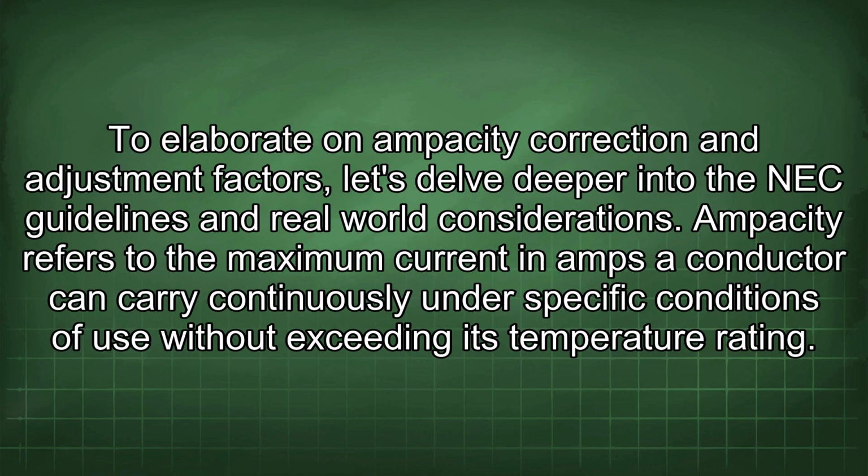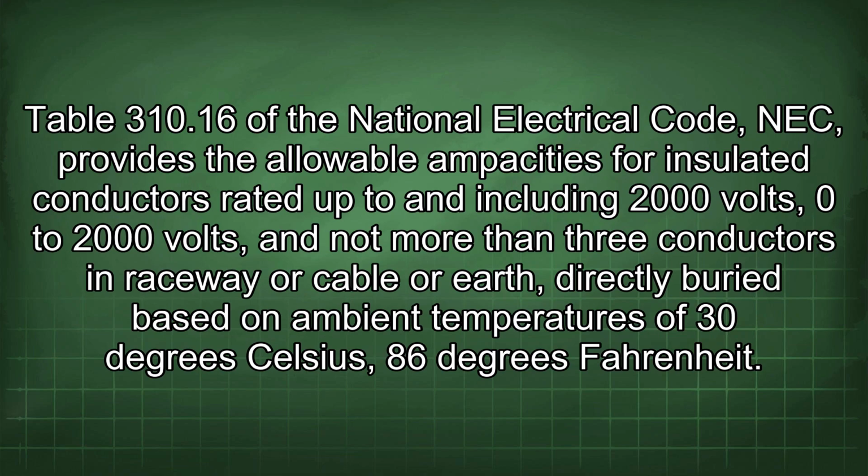To elaborate on ampacity correction and adjustment factors, let's delve deeper into the NEC guidelines and real-world considerations. Ampacity refers to the maximum current in amps a conductor can carry continuously under specific conditions of use without exceeding its temperature rating. Table 310.16 of the National Electrical Code (NEC) provides the allowable ampacities for insulated conductors rated up to and including 2000 volts, with not more than 3 conductors in a raceway, cable, or earth (directly buried), based on ambient temperatures of 30 degrees Celsius, 86 degrees Fahrenheit.